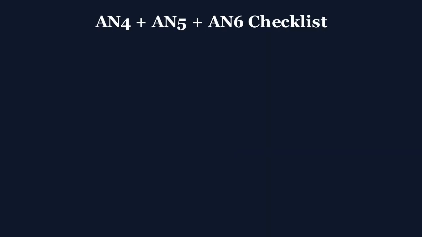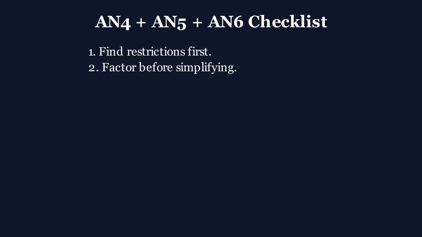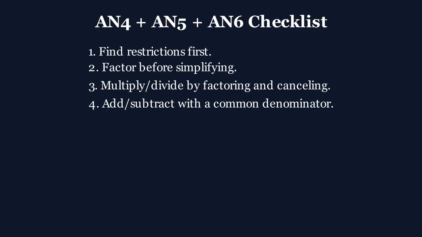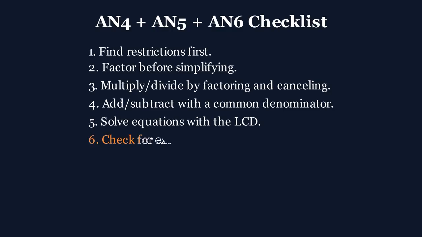Here is the rational expressions and equations checklist. First, find non-permissible values. Second, factor before simplifying, multiplying, or dividing. Third, for addition and subtraction, use a common denominator. Fourth, for equations, multiply by the least common denominator. And finally, always check restrictions so you can identify extraneous roots.